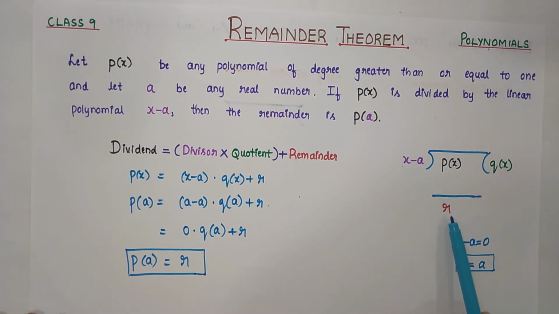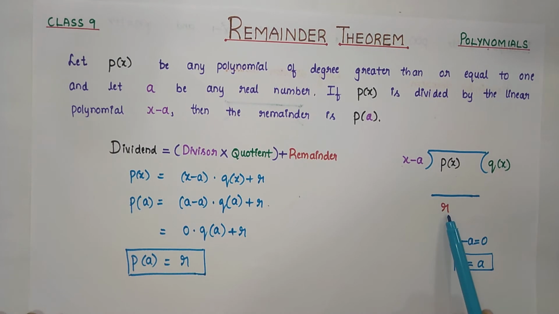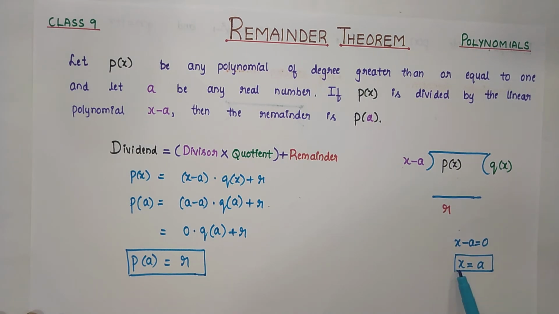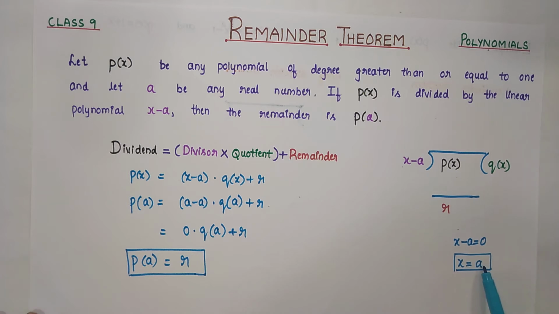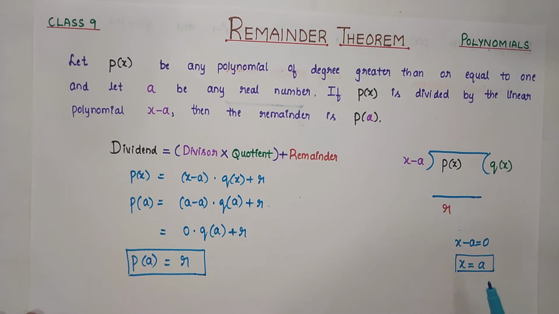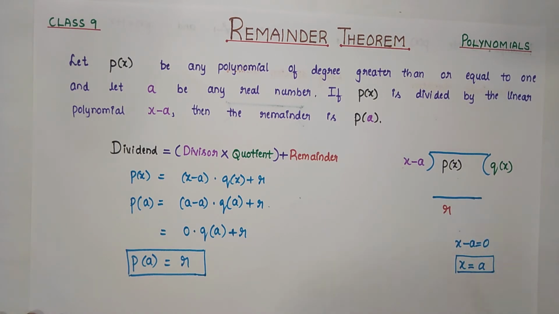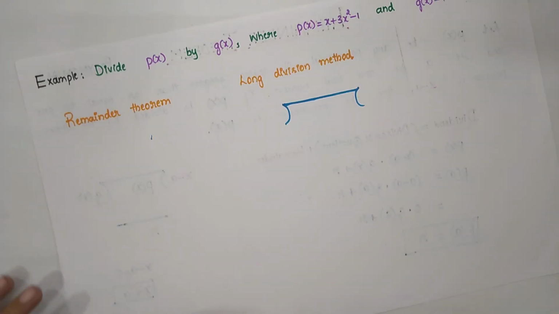And while explaining, I told you that we can write remainder r of x as the constant r, because here the degree of the remainder is 0, that is constant. And also I told you that x equal to a is nothing but the 0 of this polynomial x minus a. If you want to know about the 0 of the polynomial, constant polynomial and degree of the polynomial, you can refer to my previous videos in which I have explained that, and also solved problems related to that.